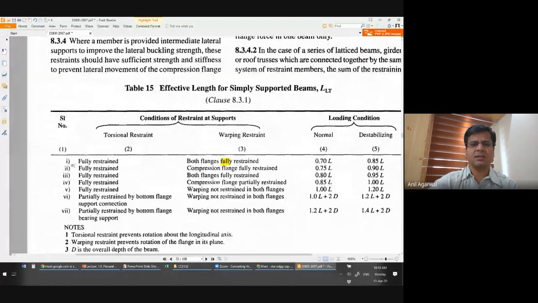So the mistake is in the first row. The first row says warping restraint is both flanges fully restrained. It should be both flanges partially restrained. Please correct it. Both flanges partially restrained.